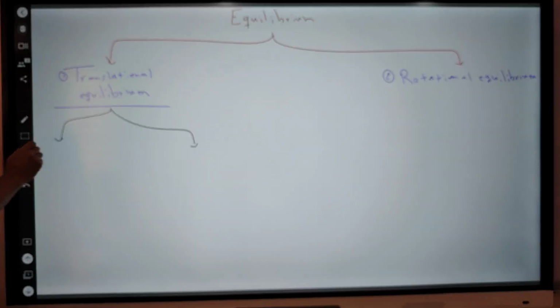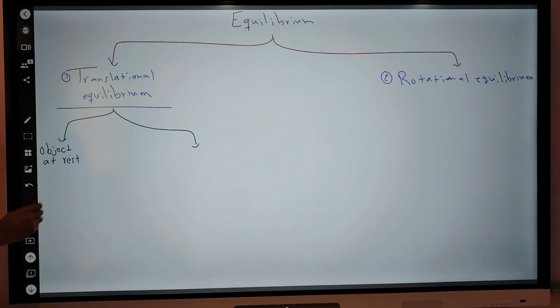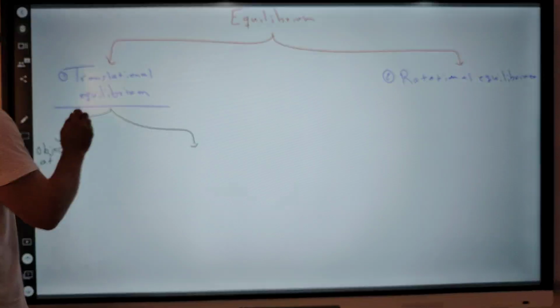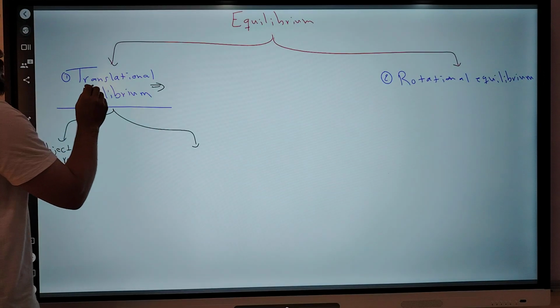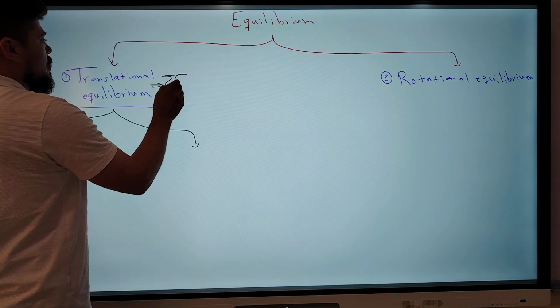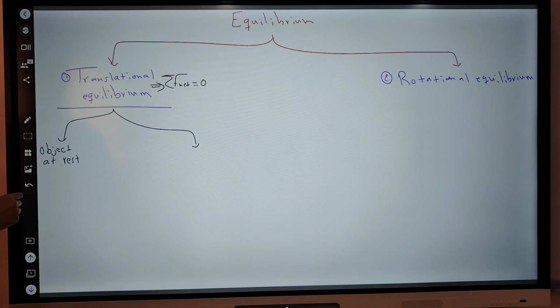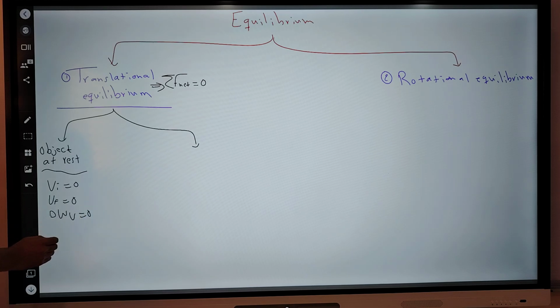When the object is at rest. But before explaining this, be sure that in translational equilibrium, the net force is equal to zero. When does the net force equal zero for an object? In two cases. When the object is at rest, okay, why? Because when the object is at rest, V initial is zero, V final is zero, so delta V is also zero, okay?